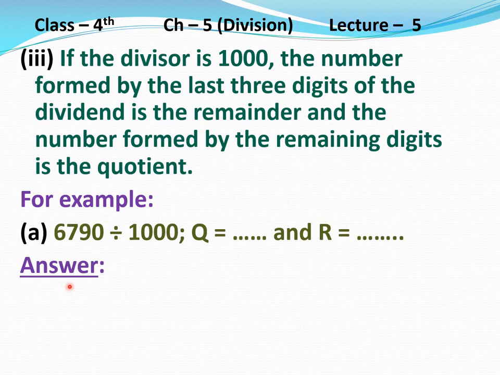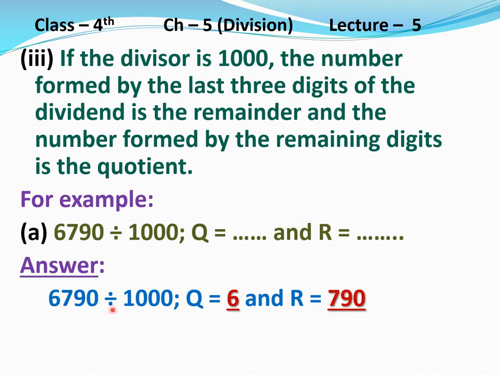Write down the answer. 6790 divided by 1000. Quotient equal to 6 and remainder equal to 790. Clear?